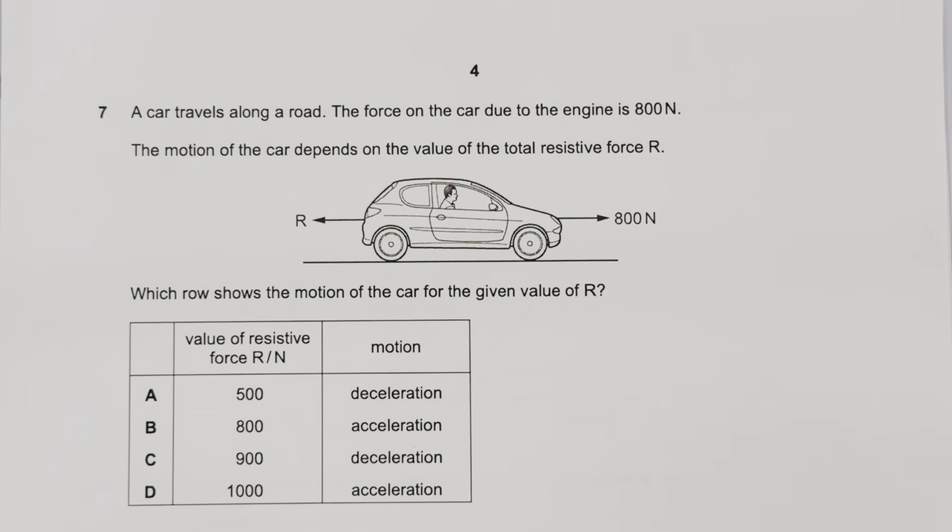Question number 7 is that a car travels along a road. The force on the car due to the engine is 800 Newton. The motion of the car depends on the value of the total resistive force R. Which row shows the motion of the car for the given value of R? Okay.